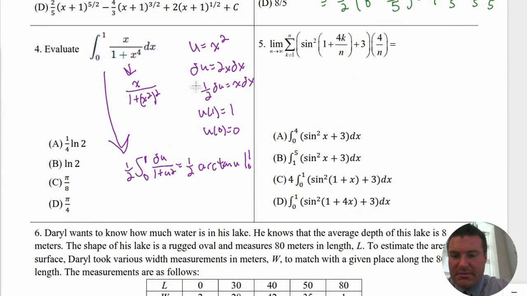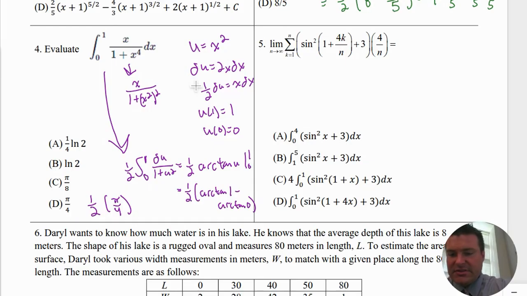So if I plug this in, I'm going to get 1/2 times arctan of 1 minus arctan of 0. So it's important to know our arctan values. So I'm going to end up with 1/2 times arctan of 1, which is pi over 4.